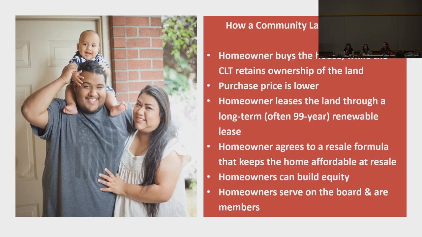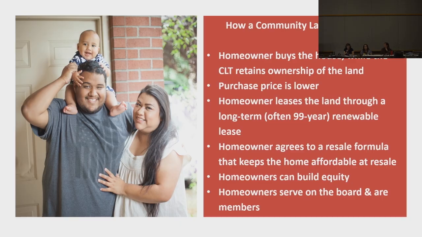They then agree to lease the land through the nonprofit for a 99-year renewable lease. What that means is it is a forever lease. At the end of 99 years, they can renew the same lease that they signed, or they can sell the property to another lower moderate income homeowner. Essentially, this is what takes this property off of the speculative market.